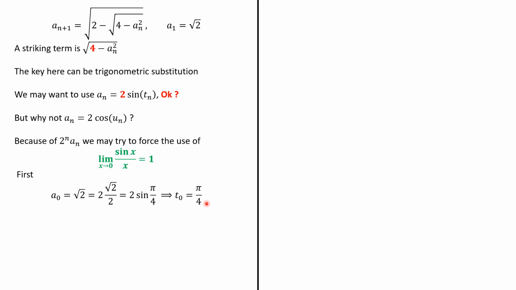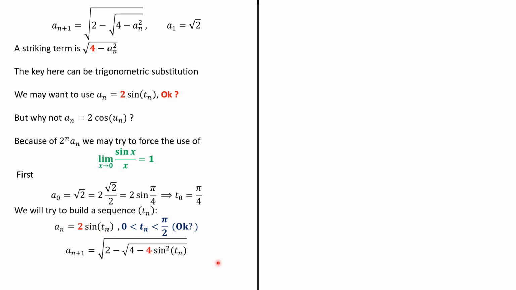Next, we will try to build a sequence t_n such that a_n is 2 times sine t_n and t_n is between 0 and pi over 2. I'm conscious that this assumption is not that clear at first glance, but this will get clearer as we move on. Now, if we replace a_n by 2 times sine t_n here, we have a_{n+1} defined as follows. We can now factor with 4 here to have this. But since sine squared plus cosine squared is 1, this is going to be cosine squared t_n, as here.